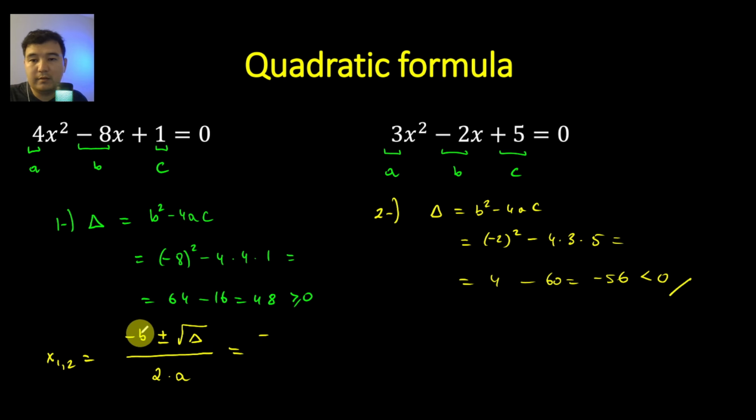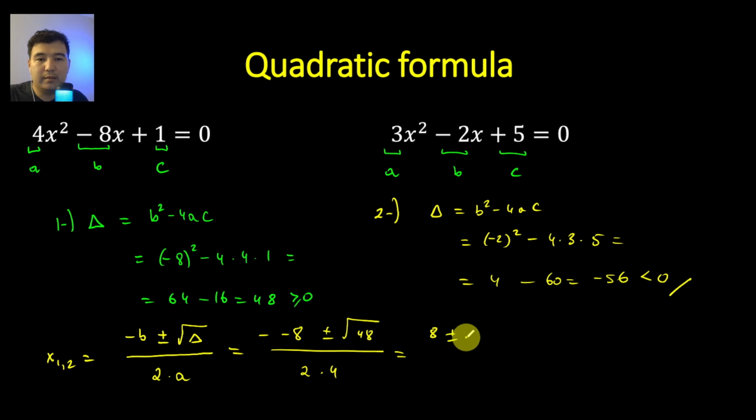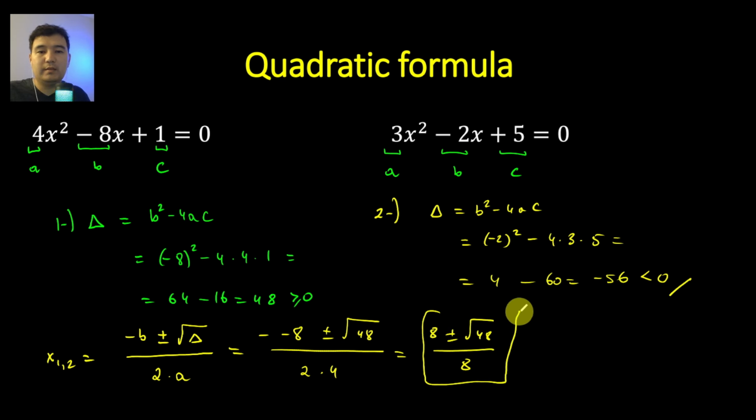So we have the negative sign, and b is negative 8, so negative 8 plus minus root of 48 over 2 times 4. So in a simpler way, 8 plus minus root of 48 over 8. Maybe you can simplify this by 2 or 4 and get a simpler version for this number, but this is going to be the roots of this quadratic equation using the quadratic formula.